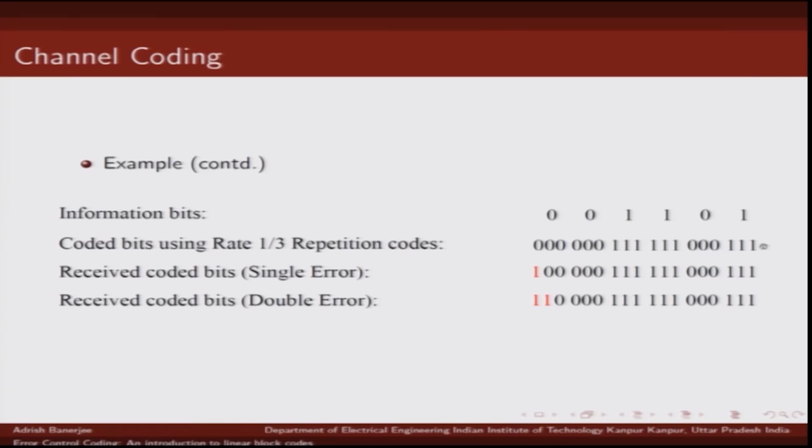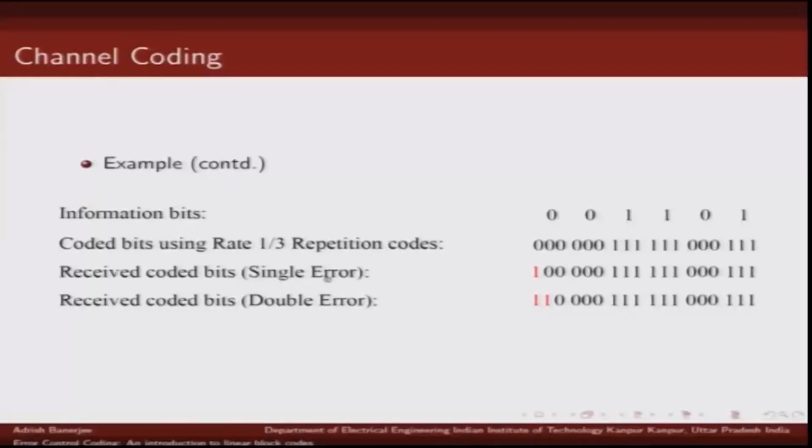Now, we will again look at what happens when there are errors in the receive sequence, like we did for rate 1/2 repetition code. So, let us again look at example for single error scenario. Let us say the first bit was received in error.